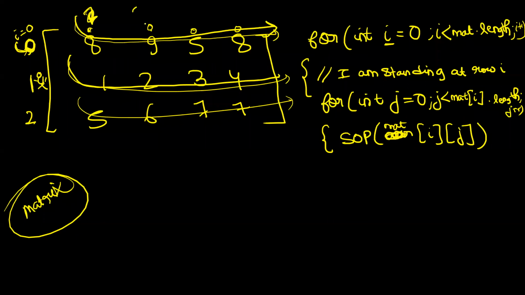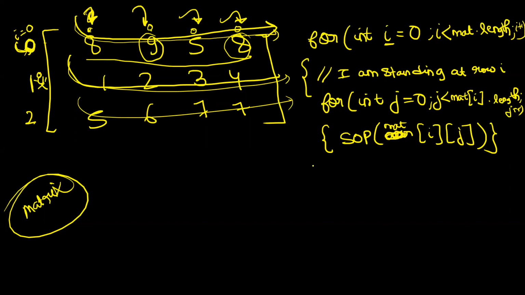Then j will come to index number 1, and I will print mat of 0, 1, that is 9 will be printed. Then j will come at index number 2, 5 will be printed. Then j will come at index number 3, mat of 0, 3, that is 8 will be printed. Now tell me guys, once this entire loop has terminated, can I say that I have printed the contents of the first row?